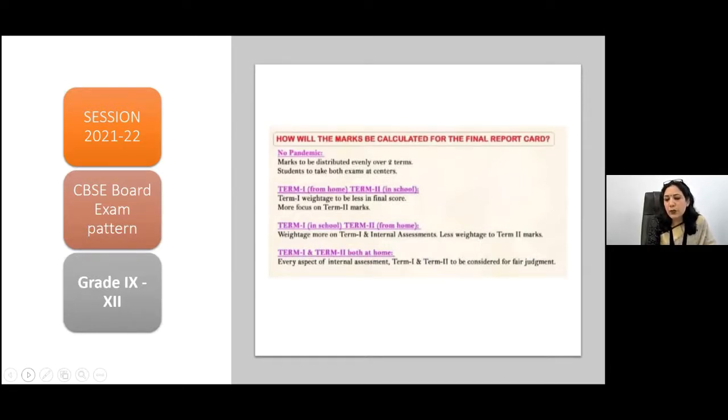So we are providing you with all these details for each and every subject so that there is more clarity on that part. And I hope this orientation will be very fruitful for all of us, and we would be able to prepare our children better, so that they can score good marks in board exams. So thank you everyone for the patient listening.